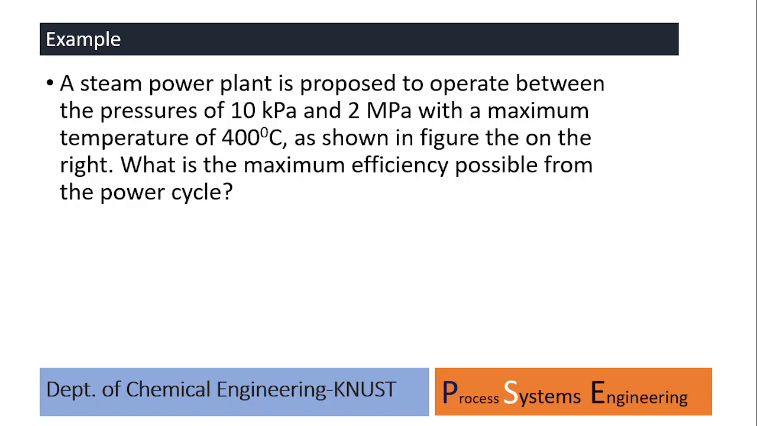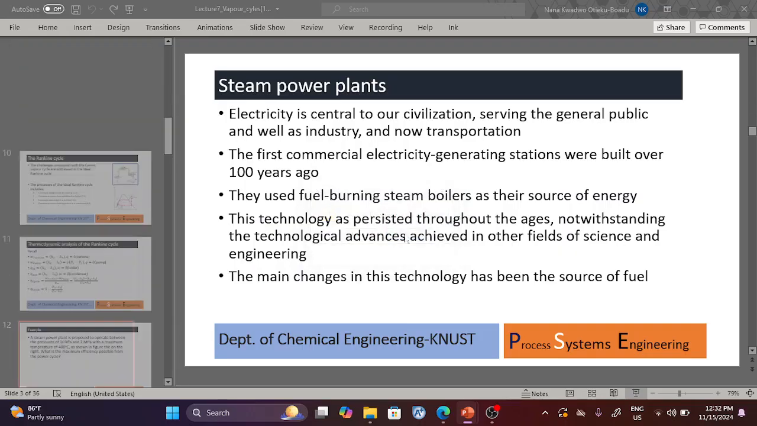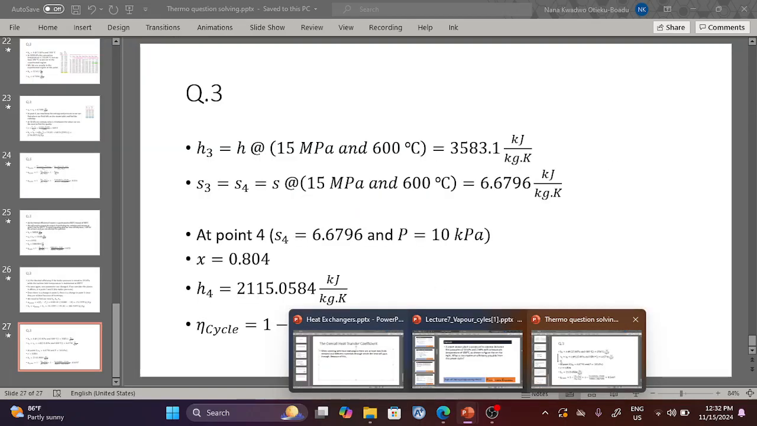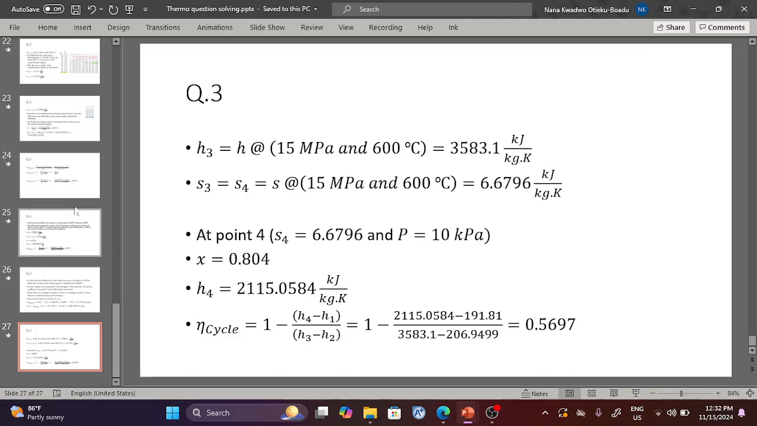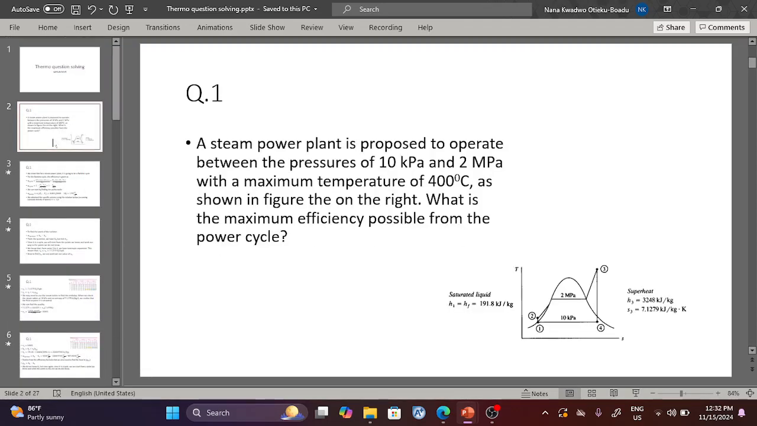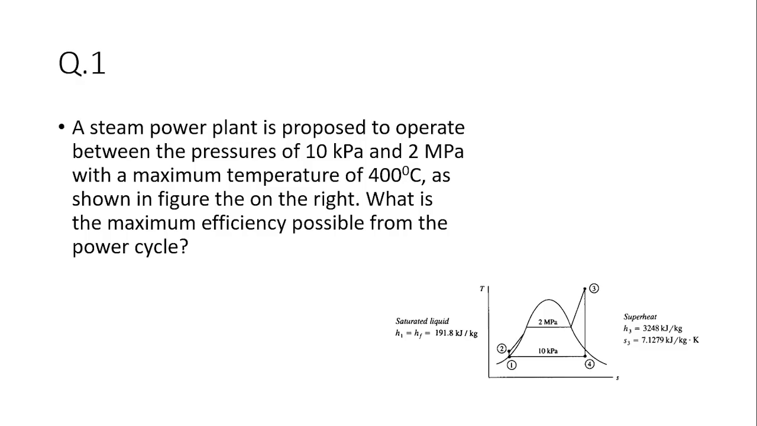So we have an example here. A steam power plant is proposed to operate between the pressures of 10 kilopascal and 2 megapascal with a maximum temperature of 400 degrees Celsius as shown in the figure. The figure didn't come, but we'll still draw a diagram to represent it. What's the maximum efficiency possible from the power cycle? I prepared a separate material so that we can use that to go over the questions separately, right? So we have the same question here.